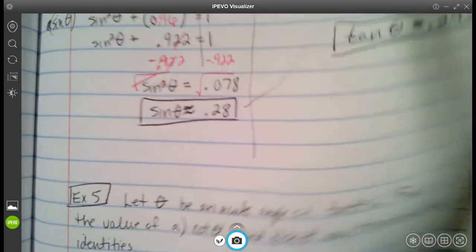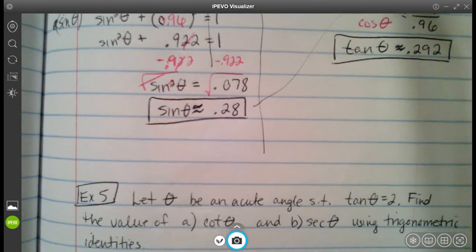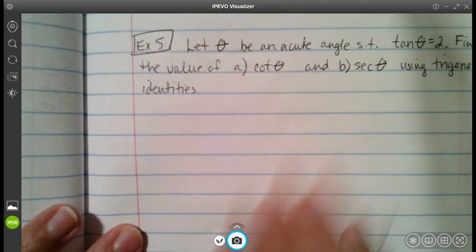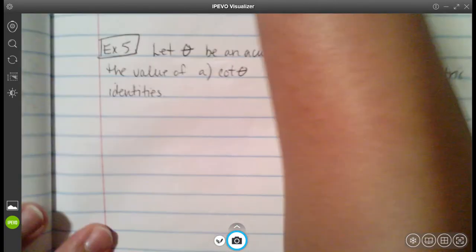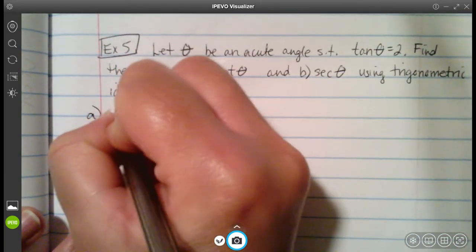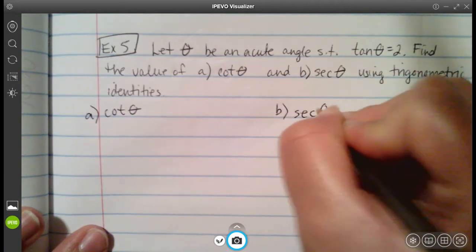I think that might be it for this one. Oh no, we have 2 more. Well, actually, let me see. No, this one won't take long. So example 5. Let theta be an acute angle such that tangent of theta is equal to 2. Find the value of A, cotangent of theta, and B, secant of theta.